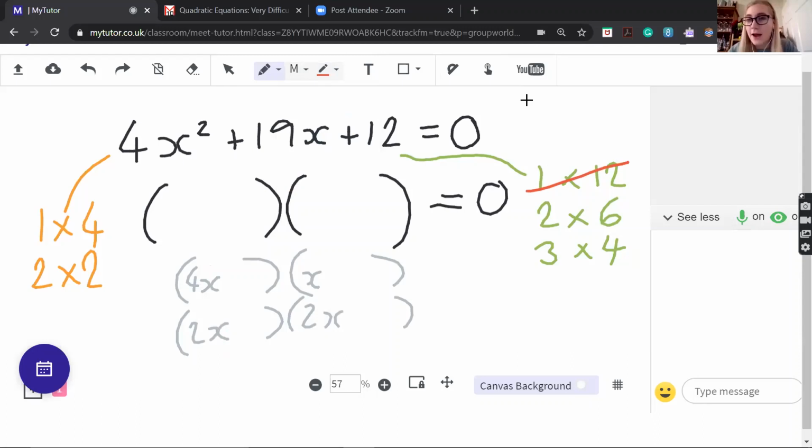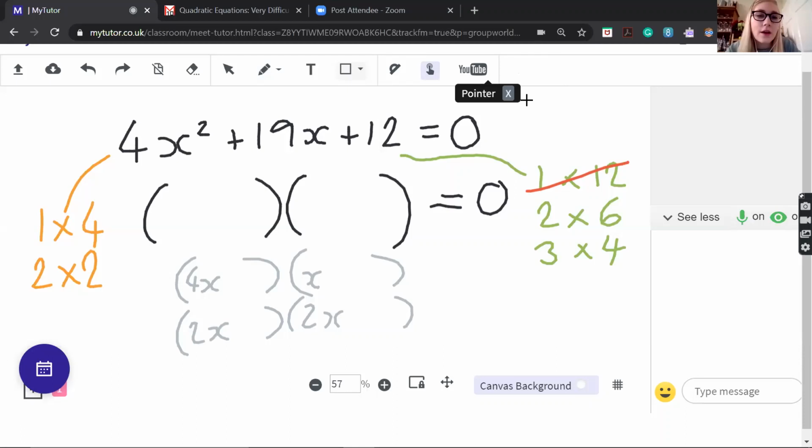So yeah, I know I did that quite quickly, but hopefully you can see how that works with this. Okay, now let's have a look. You can be quite sneaky with these sometimes.